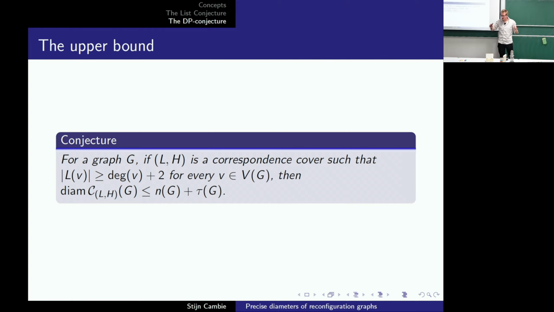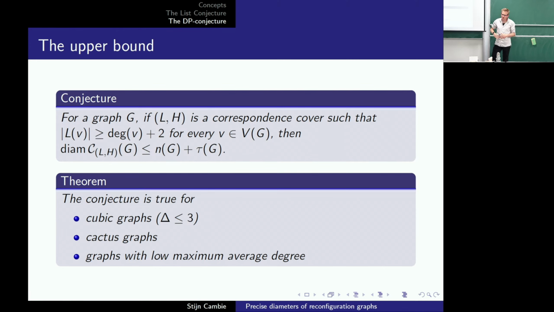So if we have any correspondence cover, which is a bit as the previous ones, with the same constraint, then the diameter of the reconfiguration graph is at most n plus tau. And that's again a sharp result due to the previous one. And exactly due to that, it's nice because then it's a precise upper bound. People in graph reconfiguration have considered many questions about finding upper bounds, but they barely have any sharp versions, and this is something about any graph.